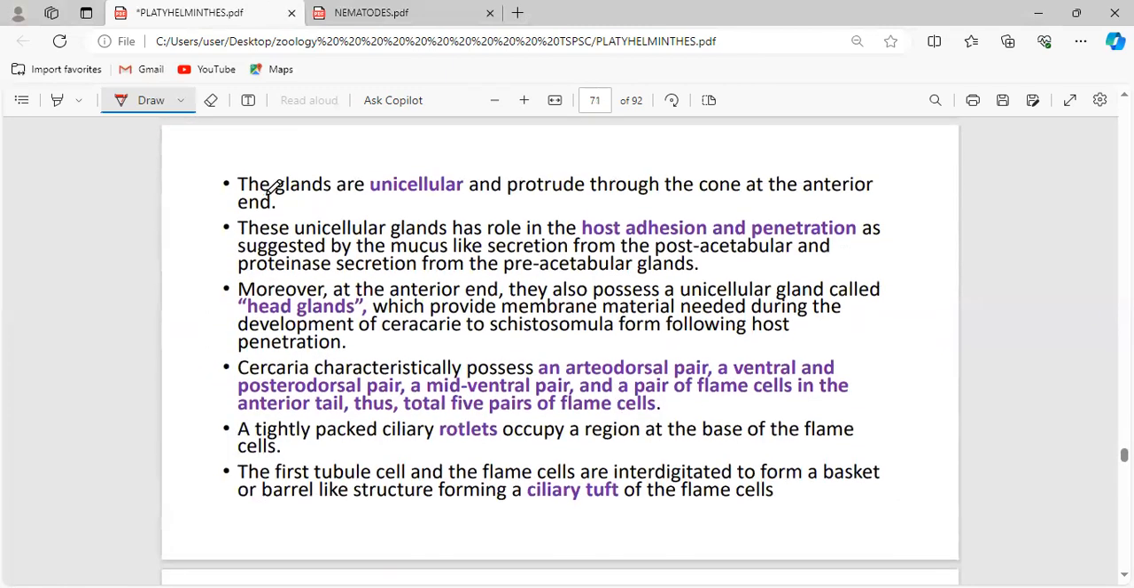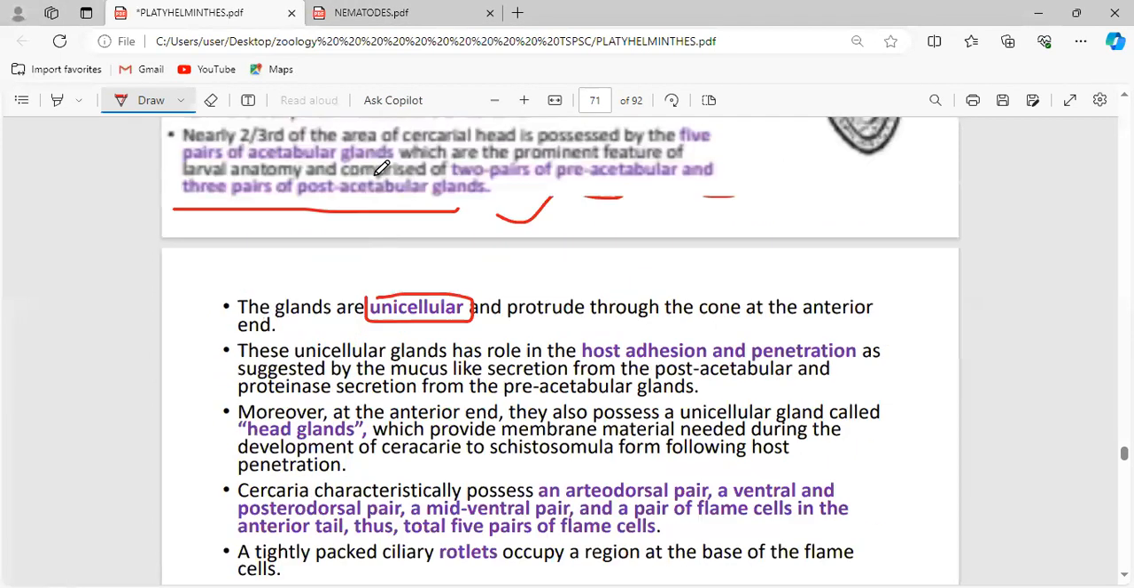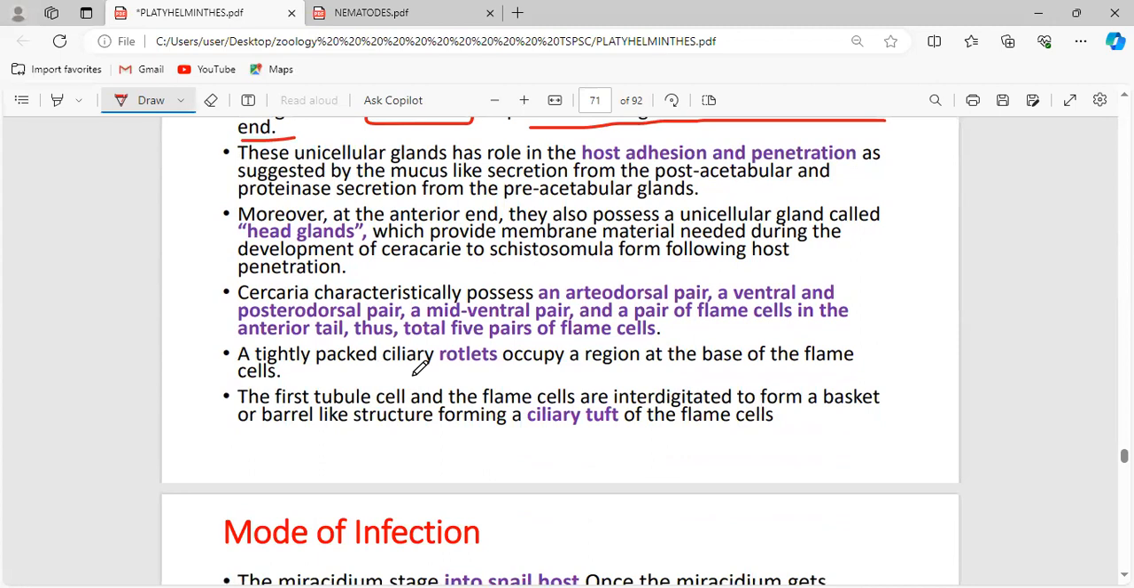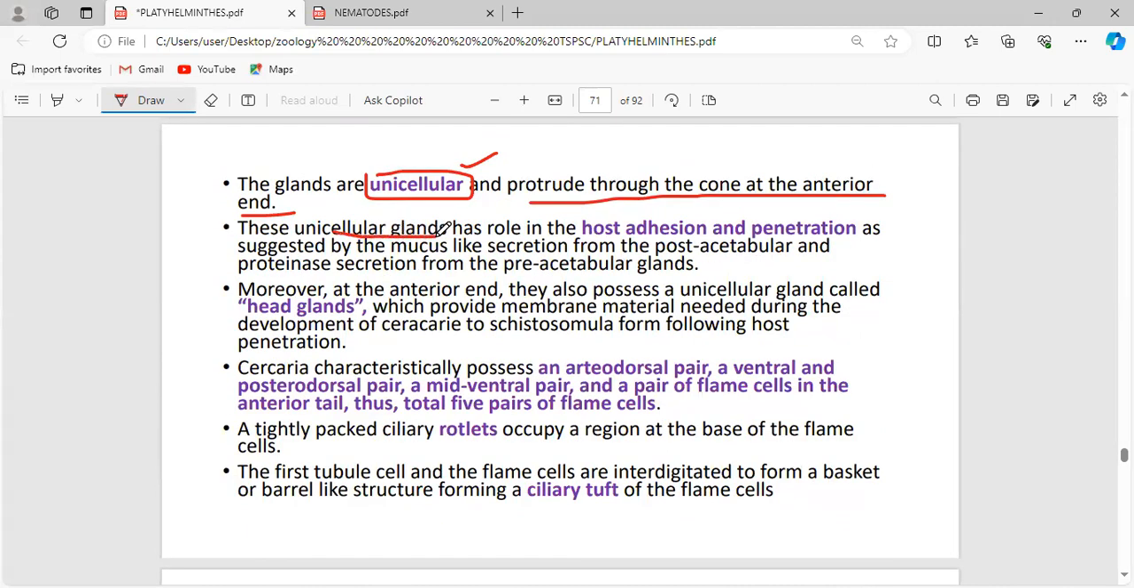Okay. Now, these glands are unicellular in nature. What is this? Acetabular glands are unicellular in nature, protrude through the cone at the anterior end. These unicellular glands have a role in host adhesion and penetration. So, we have studied about the penetration glands in the Taenia. Okay, in the same way, these acetabular glands also act as penetration glands to attach with the host, to help the parasite to move from one place to another inside the body of the host. That is the function of those acetabular glands.